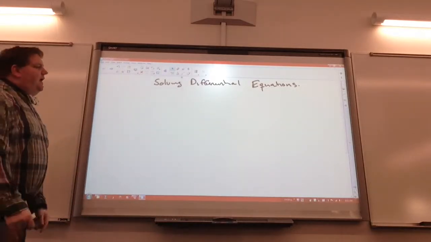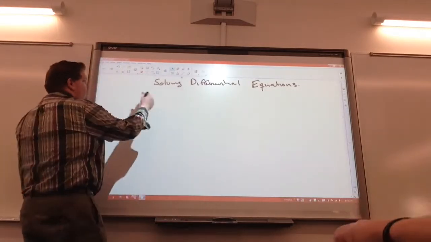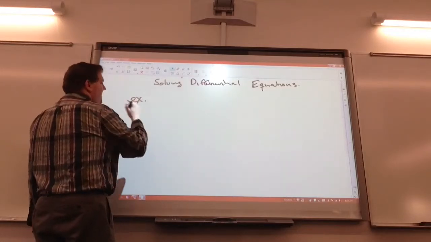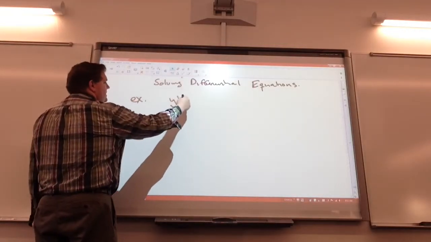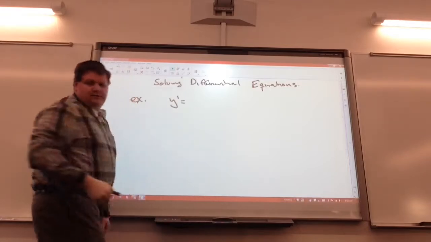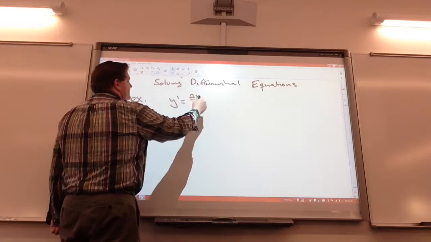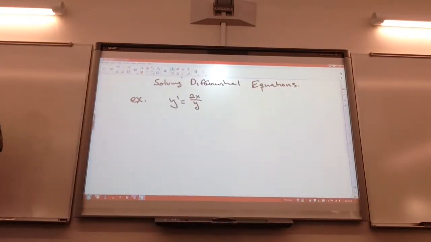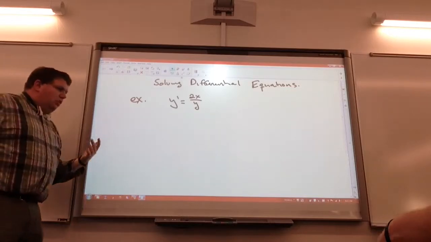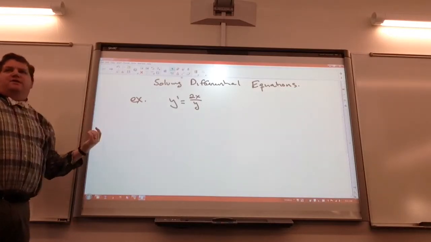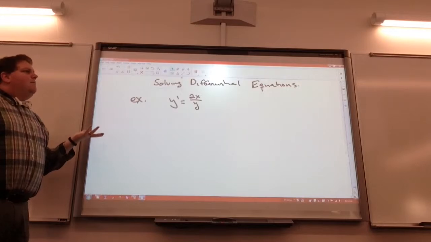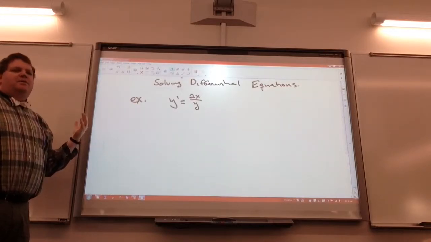So basically, an example of this might be something like y prime equals 2x over y. And we might say, come up with a general solution for this. We'd have to figure out some way of doing so. Now, what do you think I want to do if I'm asked to come up with a general solution?